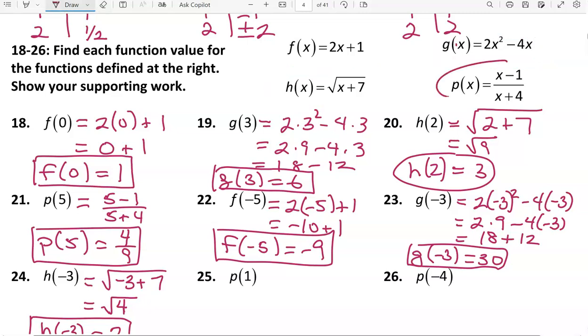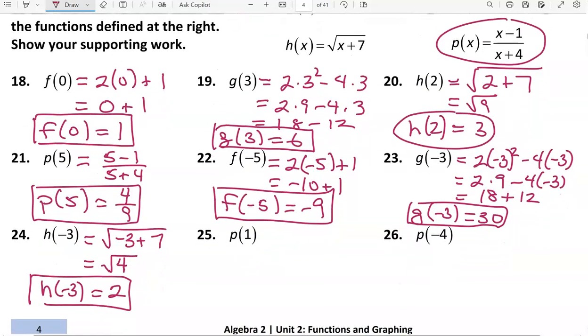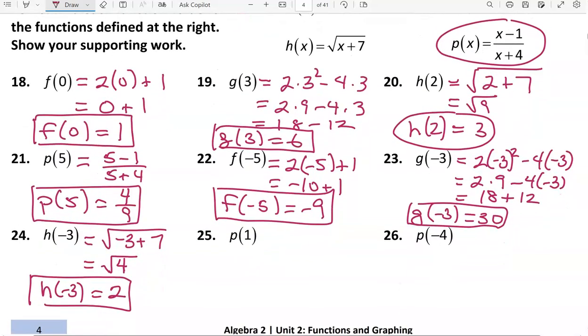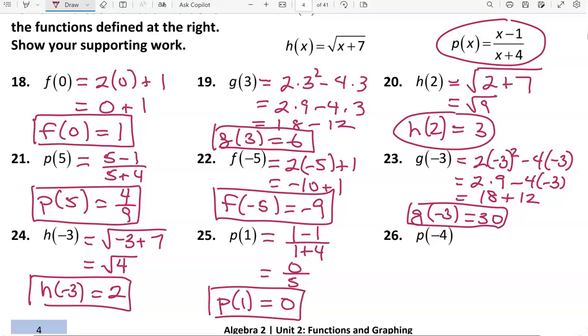For number 25, we're working with the function p. And the function p of x is equal to x minus 1 over x plus 4. So p of 1 is 1 minus 1 over 1 plus 4. And that will be 0 divided by 5. And 0 divided by 5 is 0. Make sure to simplify that fraction.